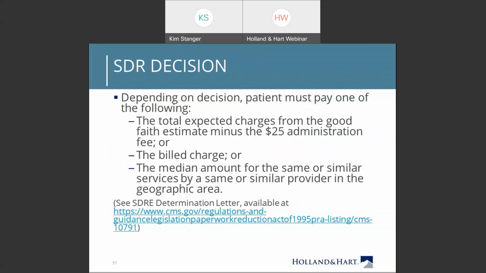So, depending on the decision, the patient is going to have to pay one of the following: either the total expected charges from the good faith estimate, minus the $25 administrative fee. That's taken out of the money that would go to you if they win. They may have to pay the billed charge if you win, or if you win but the median charge is less than the billed charge, they're just going to have to pay the median amount of the same or similar services by a same or similar provider in the geographic area.